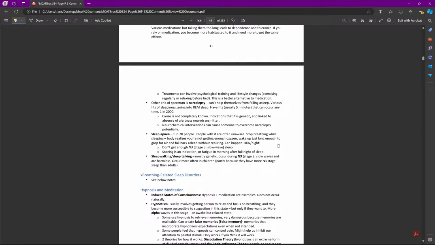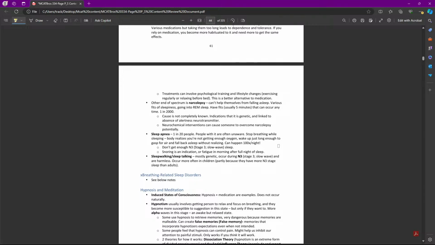Sleep apnea affects 1 in 20 people. People with it are often unaware that they stop breathing while sleeping, and the body realizes you're not getting enough oxygen. You wake up just enough to gasp for air and fall back asleep without realizing. It can happen 100 times a night, and this promotes not enough N3 sleep. Snoring is an indication, or fatigue in the morning after a full night of sleep.